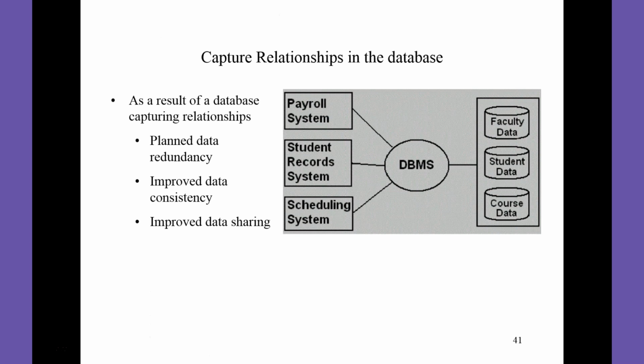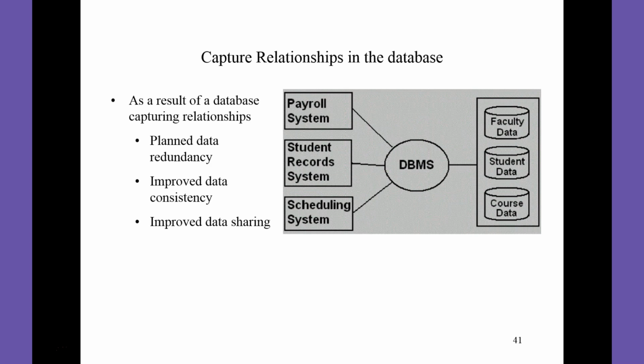Capturing relationships. As a result of a database capturing relationships, what are the benefits? Well, we have planned data redundancy. With a file system, we usually have a collection of systems that are kind of integrated in some way, but it's after the fact. The systems have been used for a while, and it turns out that we're trying to store all of the data together, but what happens is there are redundant elements, and it was not planned. But with database capturing relationships, if redundancy occurs, it is something that we have control over.